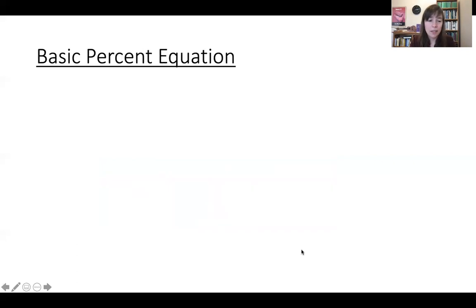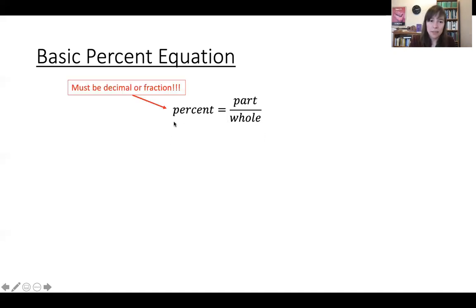And then the main tool you were given in this chapter is the basic percent equation, which says that to calculate a percent, you take the part of something and divide it by the whole. And that gives you the percent. And this equation, importantly, assumes that your percent is in decimal or fraction form.